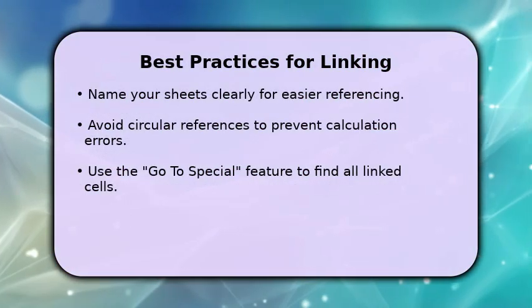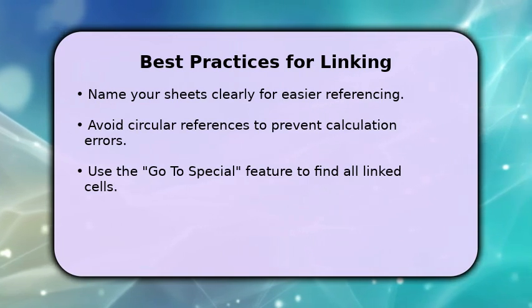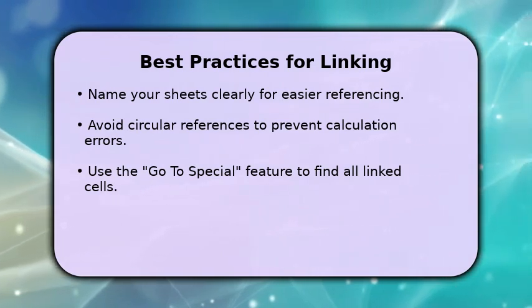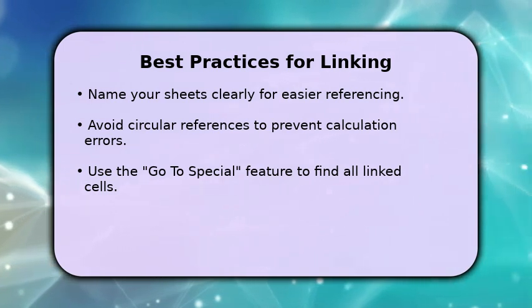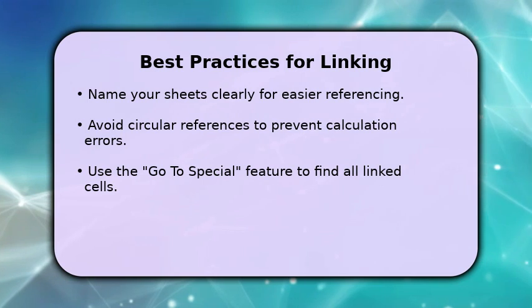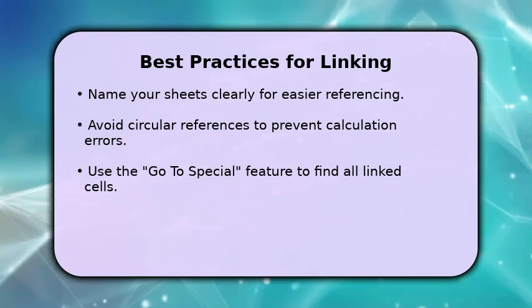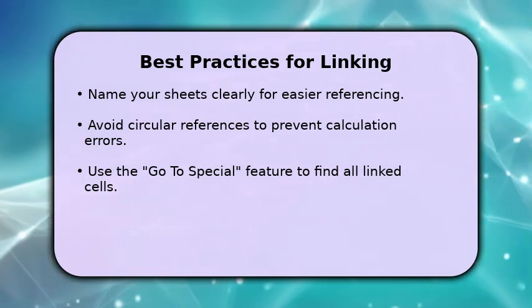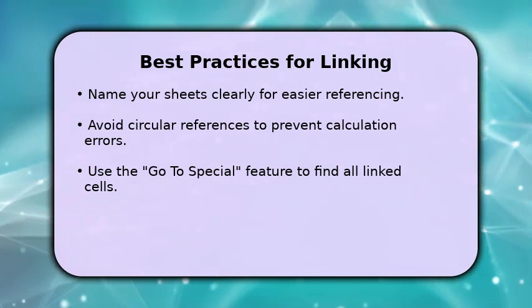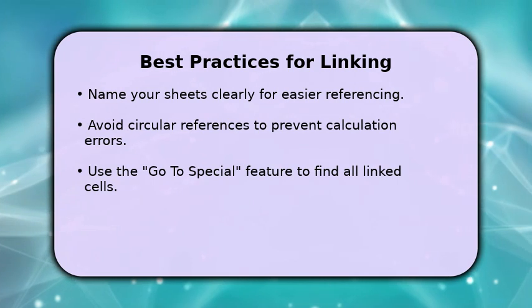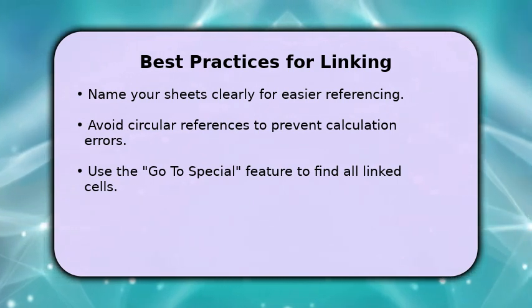For best practices, always name your sheets clearly. This makes referencing much simpler and reduces errors. Be mindful of circular references, which occur when a formula refers back to its own cell, causing calculation issues. Excel typically warns you about these. Also, use the Go to Special feature to quickly locate all cells containing formulas that link to other sheets. This helps with auditing.